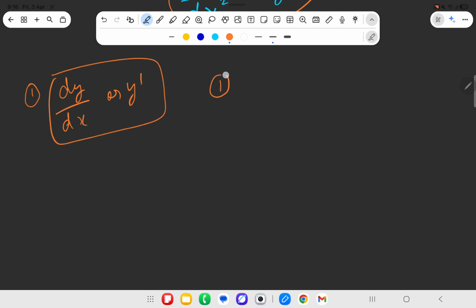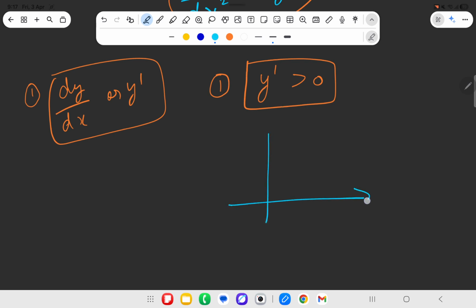So first case is, if our y dash is greater than 0, means whenever my first order derivative is greater than 0, their graph from left to right hand side is always going to increase. For example, suppose this one is a graph. If I am observing that this graph from left to right hand side is increasing, it means their first order derivative is always positive. Positive means greater than 0.